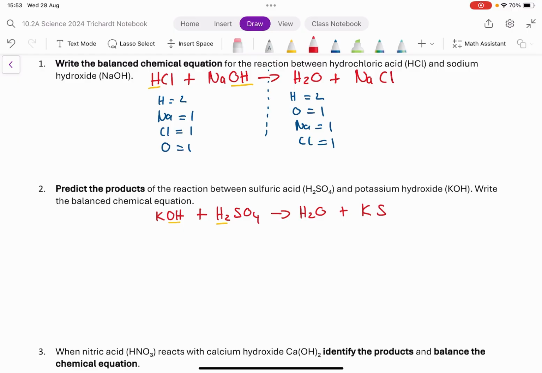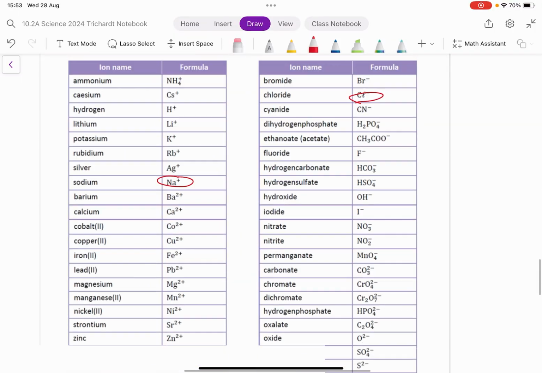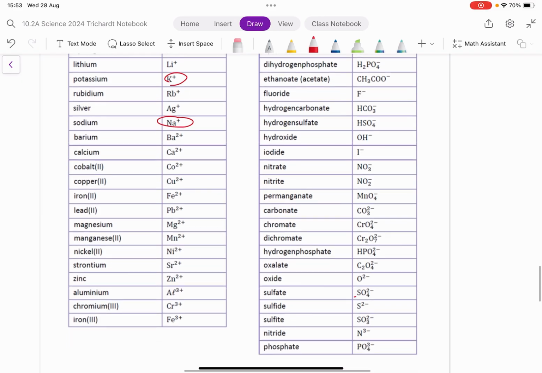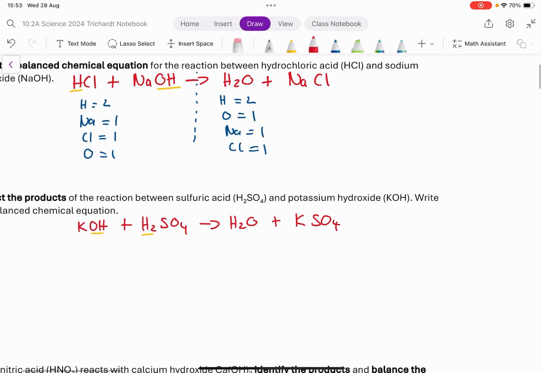So I'm going to write KSO4, but now I need to double check that my charges are balanced. So I'm going to look at my data booklet and find what my charge for potassium is. Potassium is +1. SO4 is a sulfate. It's -2, so they are not balanced. So I need to balance it using the swap and drop method. K is +1, SO4 is -2. The easiest way to do this is to swap and drop. So my written equation would be K2SO4.